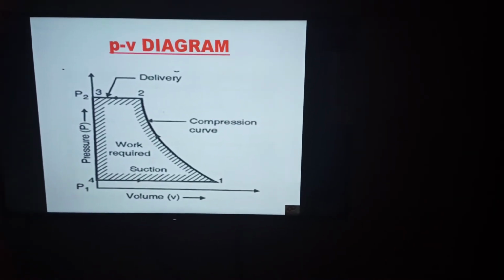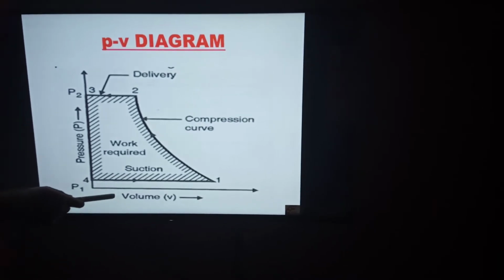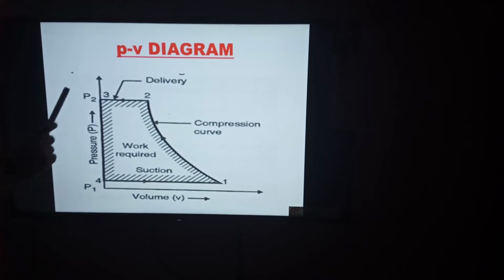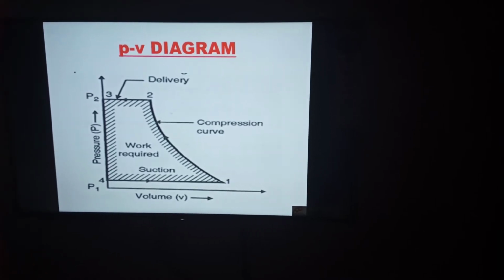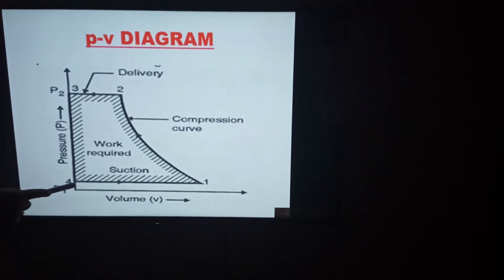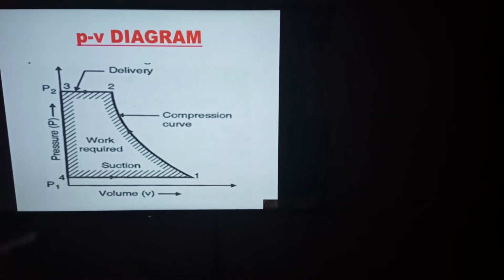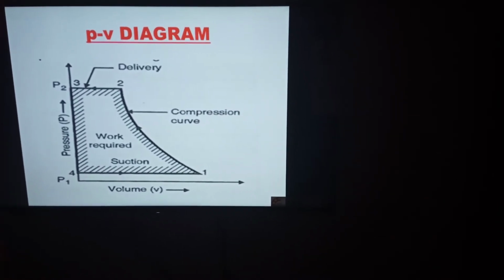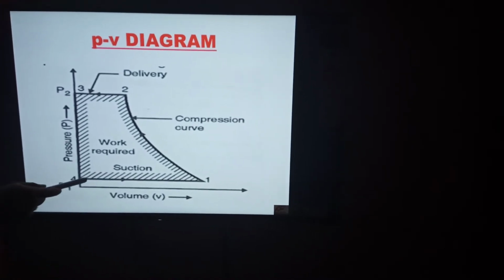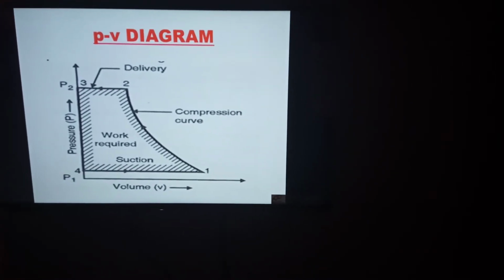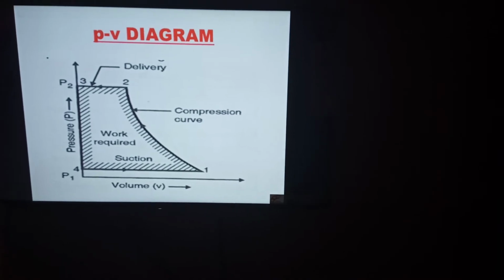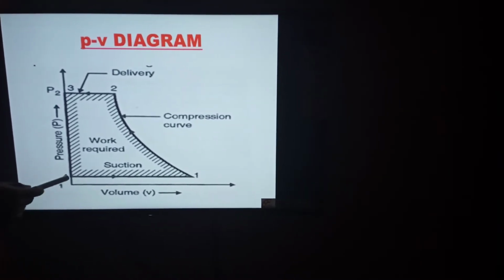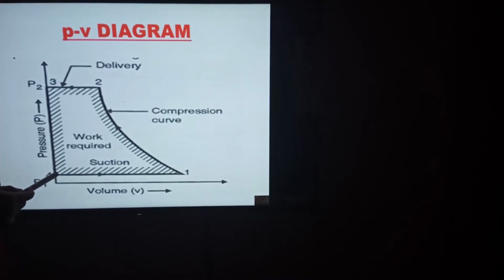In the PV diagram, the pressure is plotted along the y-axis and volume is plotted along the x-axis. 4 to 1 represents suction, because during the suction, the air is getting inside the cylinder. That means the volume is increasing. So during this stroke, the air is drawn into the cylinder at inlet pressure P1. So during the suction stroke, the pressure is constant and volume increases.